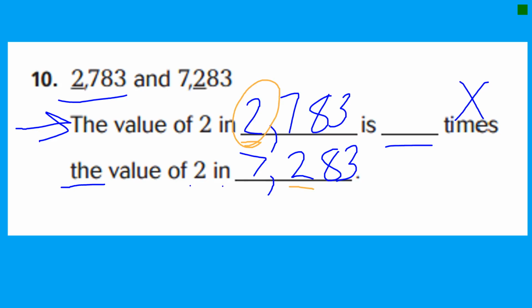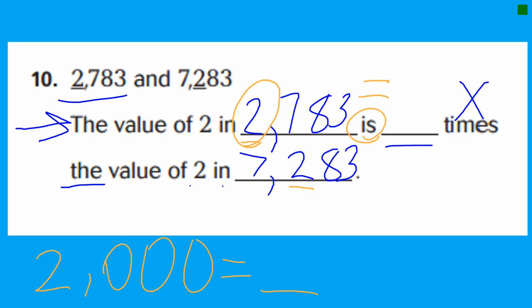The value of that 2, that's a 2 in the thousands place. The value of that 2 is 2 sets of 1,000, or 2,000. So 2,000 is blank times, what's the value of that 2? That's a 2 in the hundreds place. So if I have 2 sets of 100, I have 200.